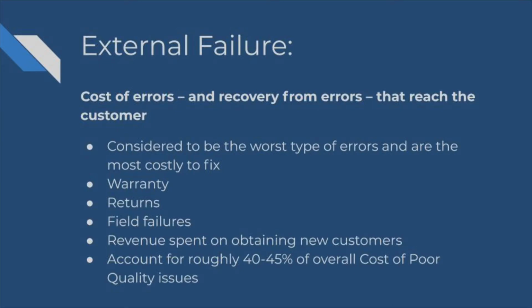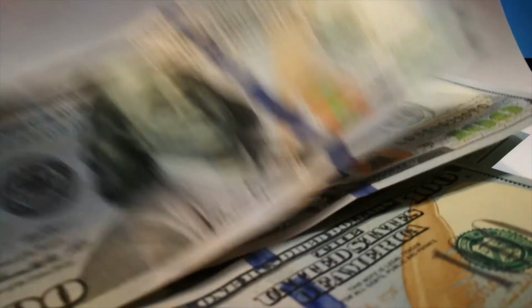External failures include the cost of errors and recovery from errors that reach the customer. These are the worst type of failures and they cost the most to fix. External failures cost you warranty, returns, field failures, and the revenue spent on obtaining new customers. These occur after delivery and account for about 40 to 45% of all your cost of poor quality issues.